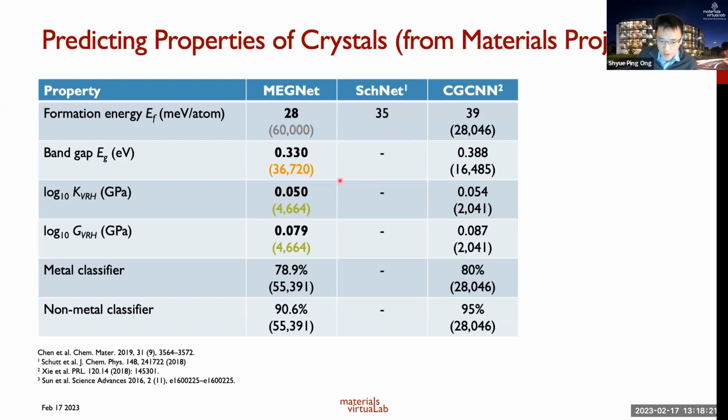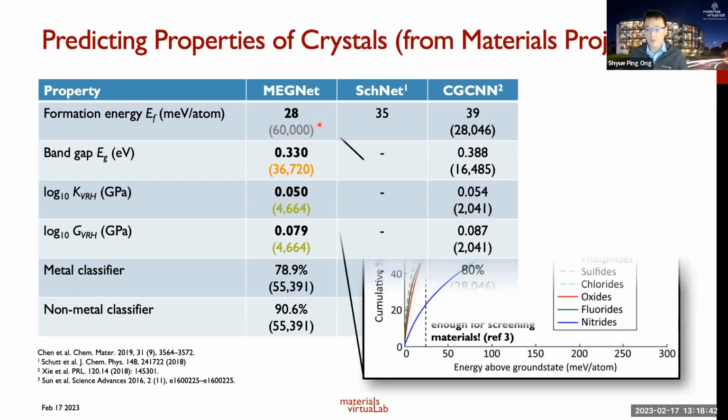You can also predict things like the band gap to within about 0.33 eV, and bulk and shear moduli as well. I'm not going to go into those details, but I want to show you why this prediction is so useful. Is 28 meV per atom accuracy good enough for you to do materials design? It turns out that it is.